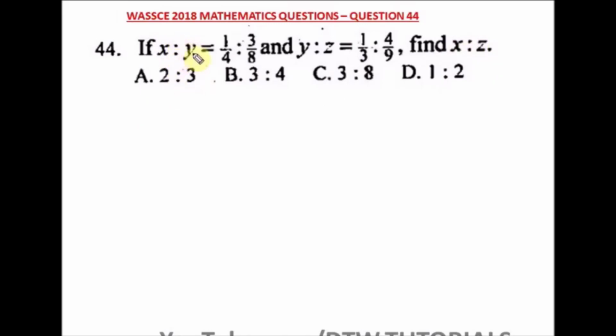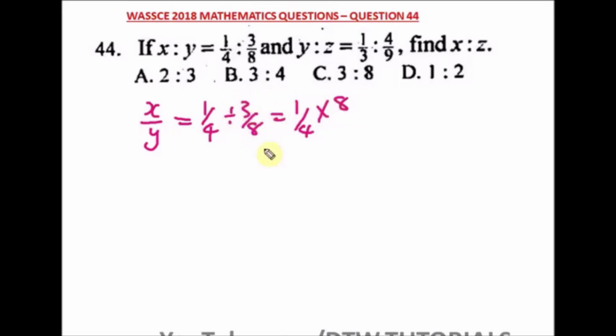So from here we have x ratio y, which is x over y. That is 1 over 4 divided by 3 over 8. So from here, what will this give us? This will give us 1 over 4 times, we invert. Okay, to change the division sign to multiplication, we invert. So 8 will come up, 3 will go down. So 8 in the numerator, 3 in the denominator.